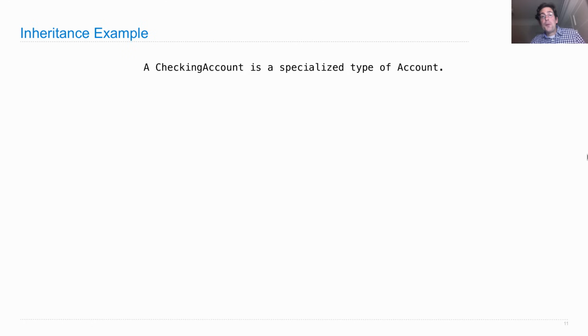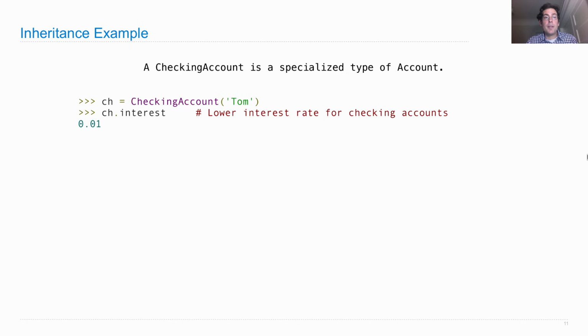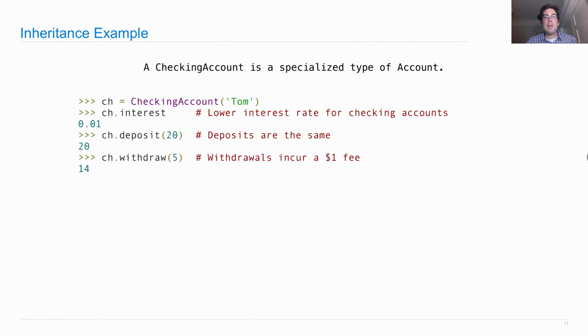Let's do an example. So, let's say we have a checking account. It's like an account, but special in the following way. When you create a checking account, you still give it a holder, but its interest rate is lower than the interest rate that you would get on a normal account. So you get less money every month. When you deposit, it's the same thing as before. You add money to your checking account. When you withdraw money from your checking account, you incur a withdrawal fee. I mean, the bank has to make some money somehow, right? So when you withdraw $5 from your bank account and there's 20 in there, what's really left over is a balance of 14.